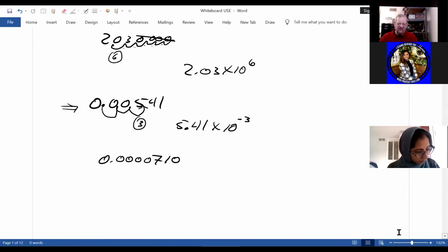And why don't you try this one? How would you write that in scientific notation? And if I were to put it on a test, 2 points each. Ooh, I gave away a test question. Bad, Dr. White.